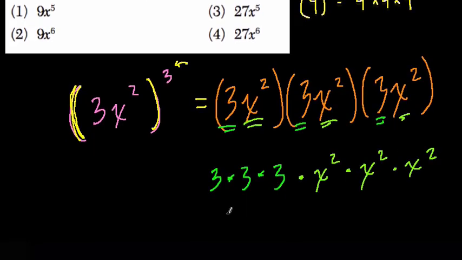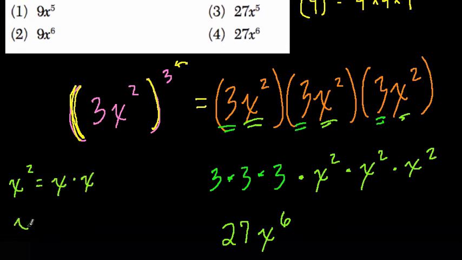Well, 3 times 3 times 3 is 27. X squared times itself three times is, well, there are two x's each time, so altogether that's x to the sixth, right? We add those exponents. The idea being that if x squared equals x times x, and you multiply x times x times x times x times x times x, each of these pairs is x squared. You can see that there are six x's in total, which is x to the sixth, and that's our answer.